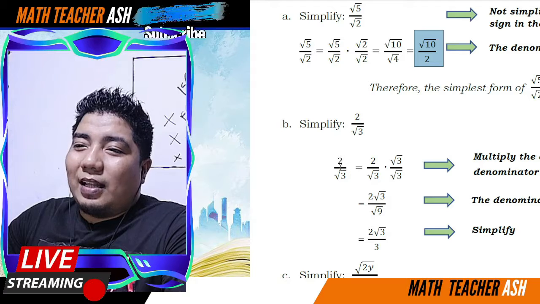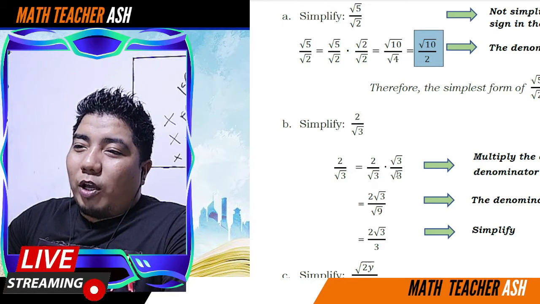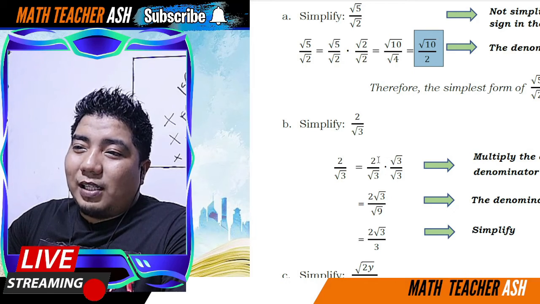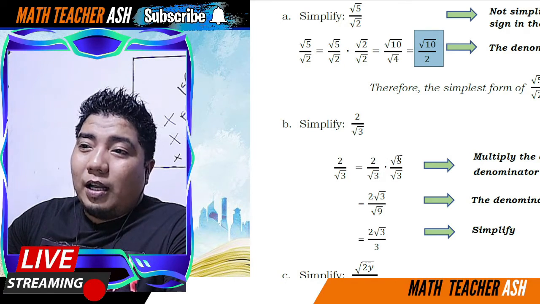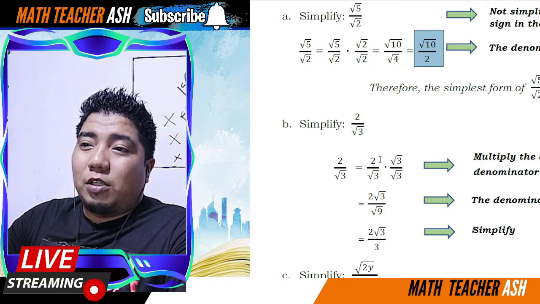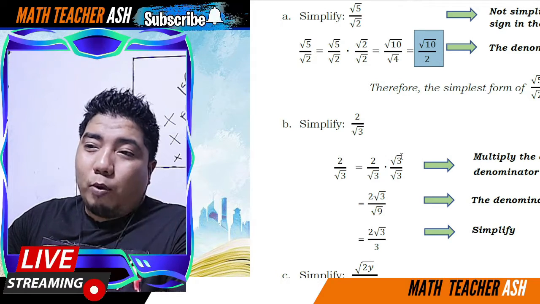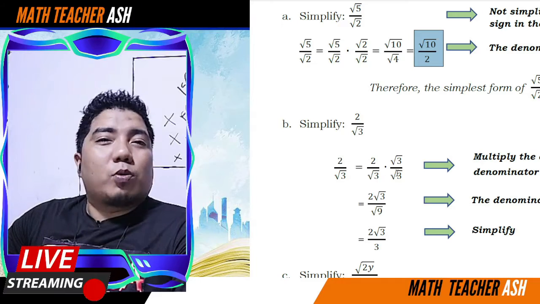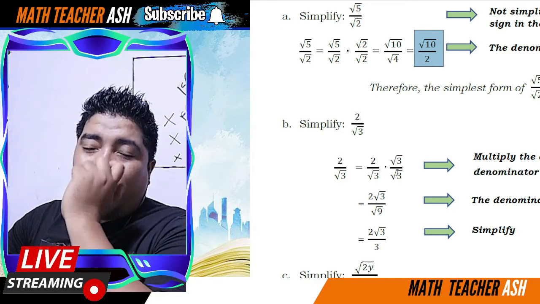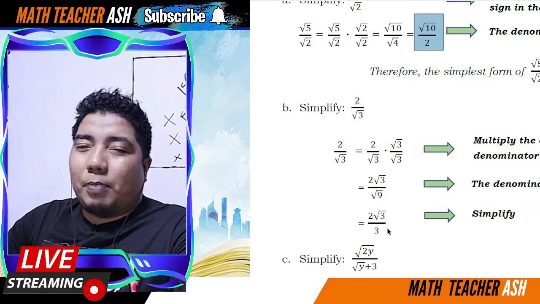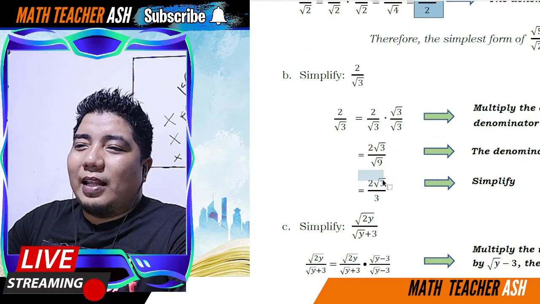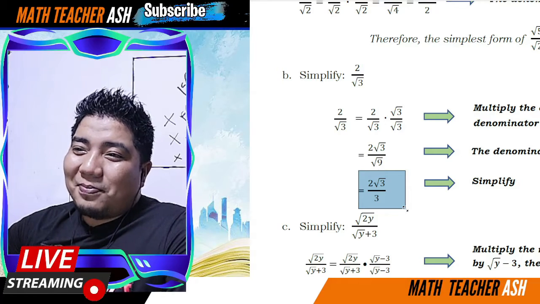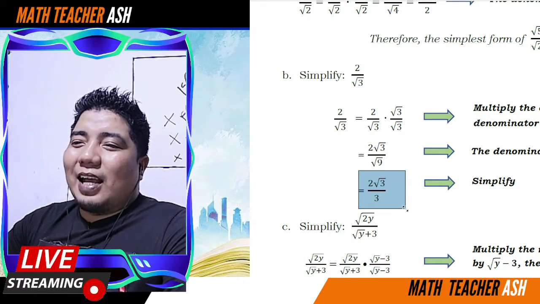So, having said that, so you multiply square root of 3 sa baba, square root of 3 sa taas. So, 2 times square root of 3, since 2 here is a whole number, square root of 3 is a radical expression. If you multiply them, you just put them together. So, 2 square root of 3 over square root of 3 times square root of 3, that is square root of 9. And if you simplify square root of 9, the answer is positive 3. Okay, and that is your final answer. Easy, right? Yes, easy lang talaga, my dear math learners.